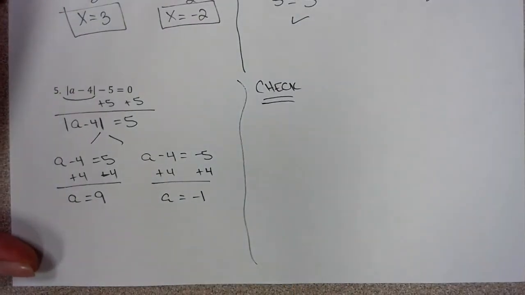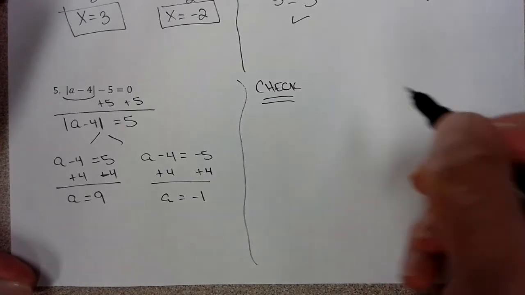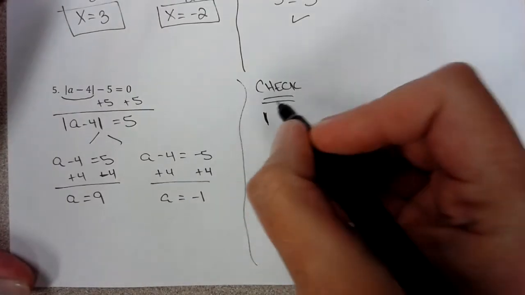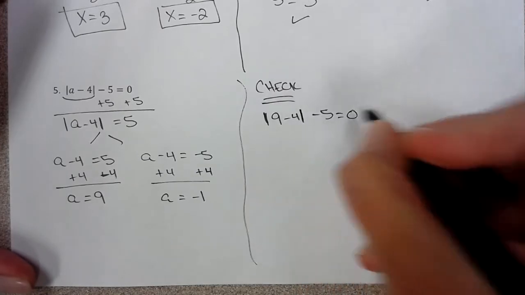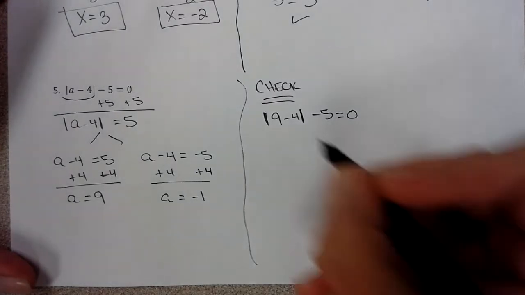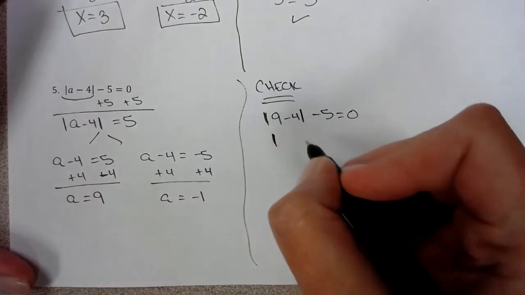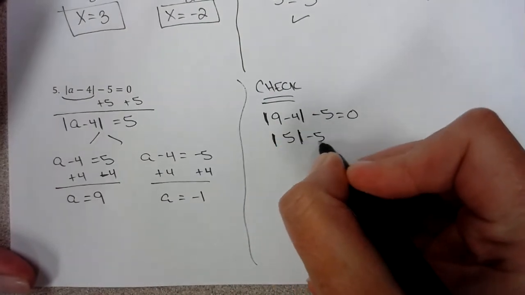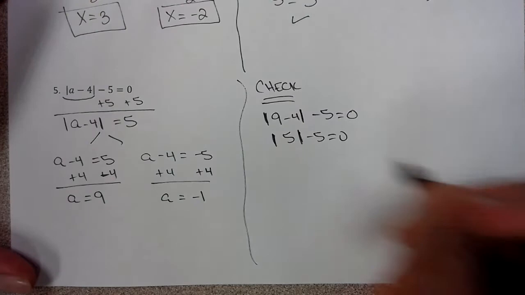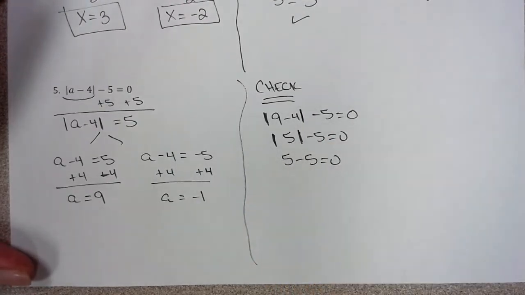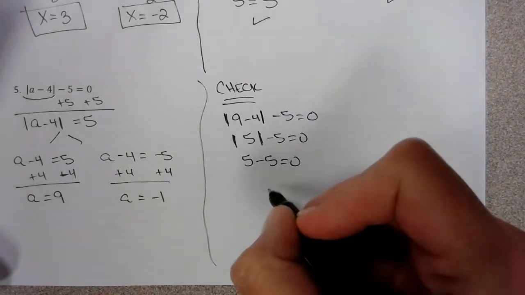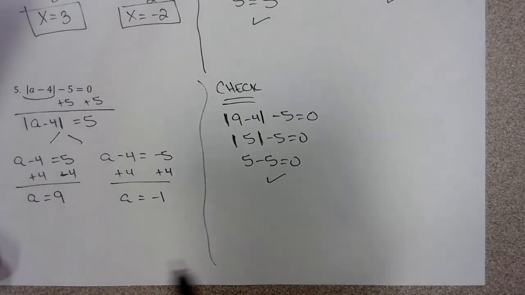You have to plug it in and check your answers first. So I have the absolute value of 9 minus 4 minus 5 equals 0. Do the absolute value first. The absolute value of 5 is 5. 5 minus 5 equals 0. That's a true equation. So 9 is a good answer.